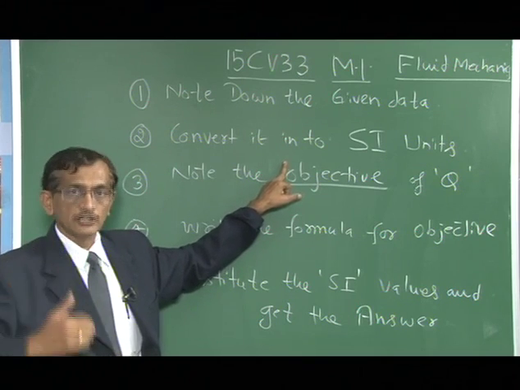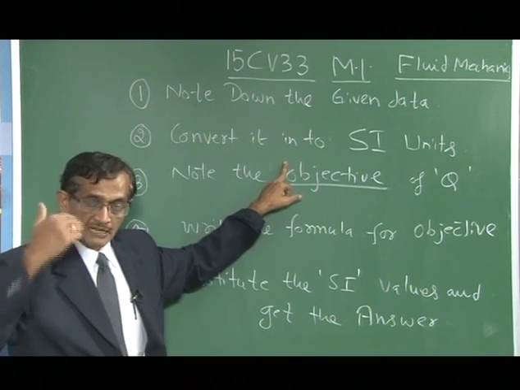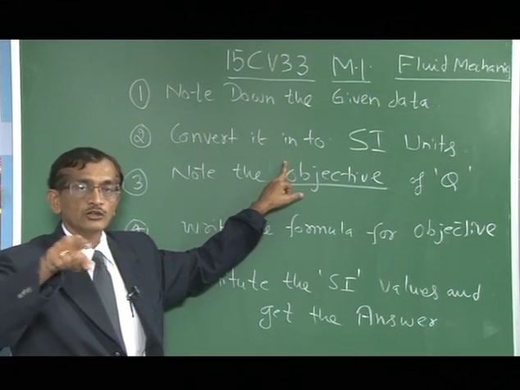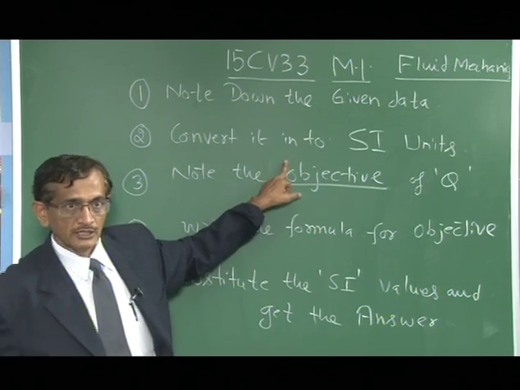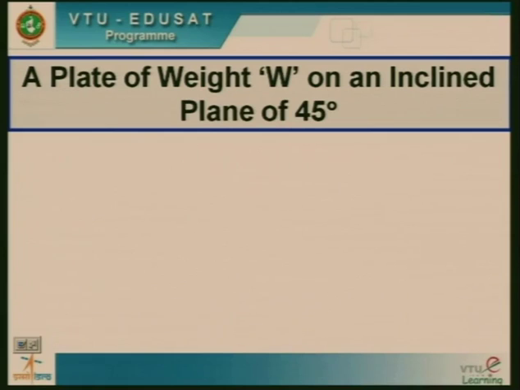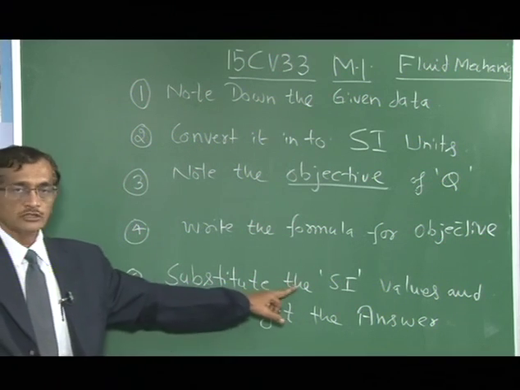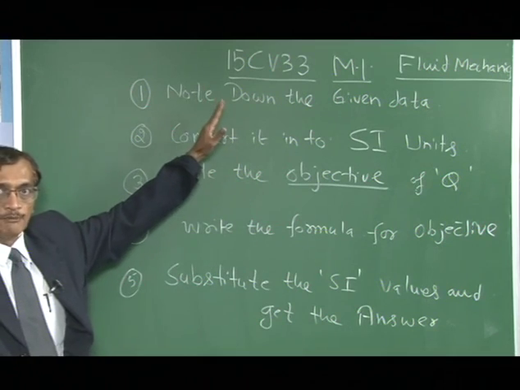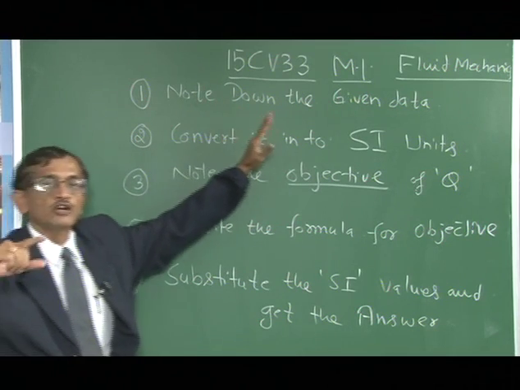So, all those things are required. Suppose I give dynamic viscosity mu in poise, you divide that by 10 to convert into Pascal second per square meter, okay. At the same time, third one, write the formula for the objective and substitute the SI unit values into the objective. It means these 5 points are equally important to solve a problem.